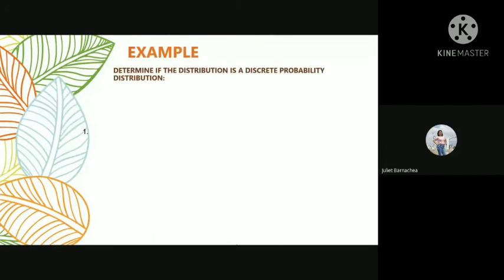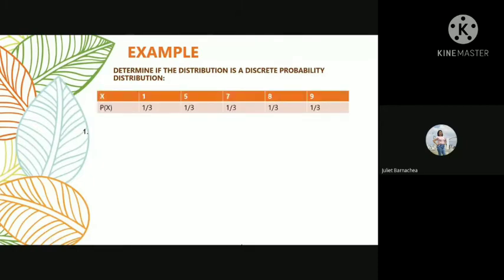Determine if the distribution is a discrete probability distribution. First condition, is the value of the probability between 0 and 1? Yes ba? First condition pa lang, Robin. Yes, it is. 1/3 lahat. So, dahil 1/3 lahat yan, check siya sa first condition.